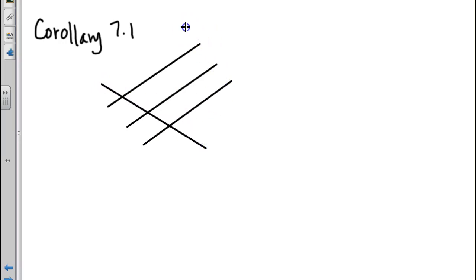And let's get some transversals going. So these guys are all parallel here. And let's go A, B, C, and D, E, F. All right, so we know that, first of all, AD, BE, CF are parallel to each other.